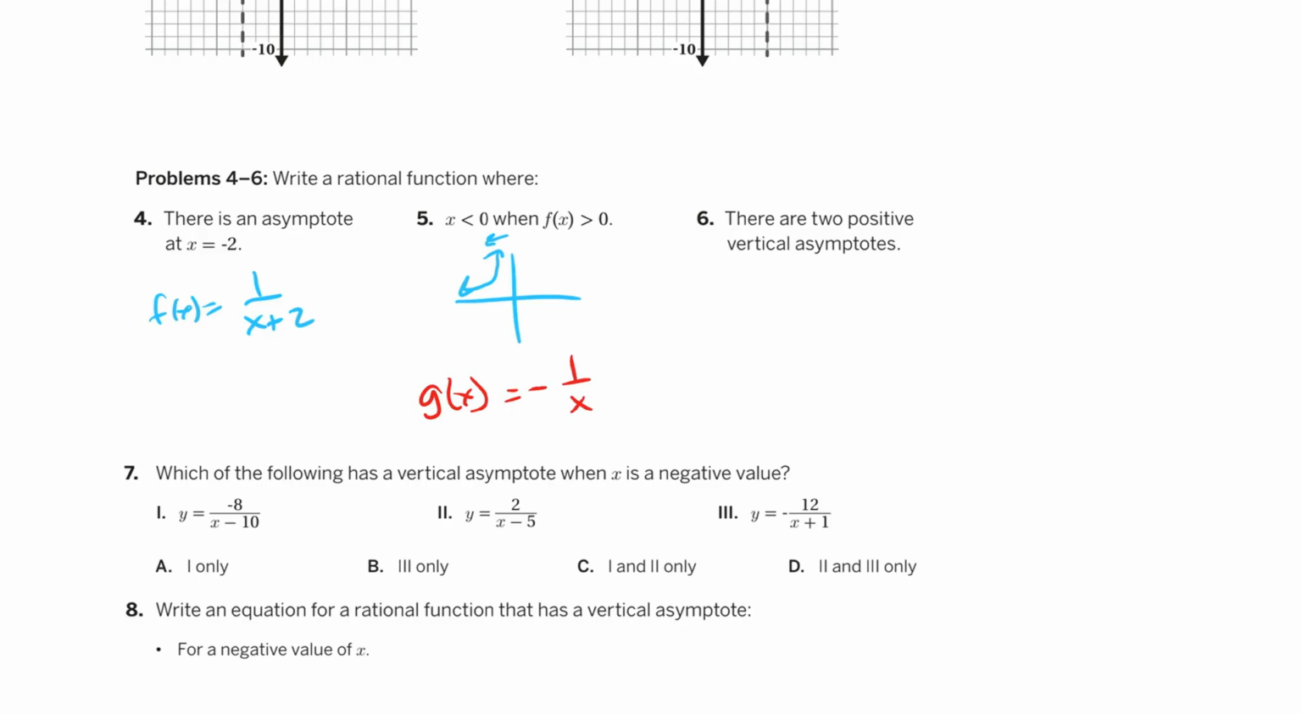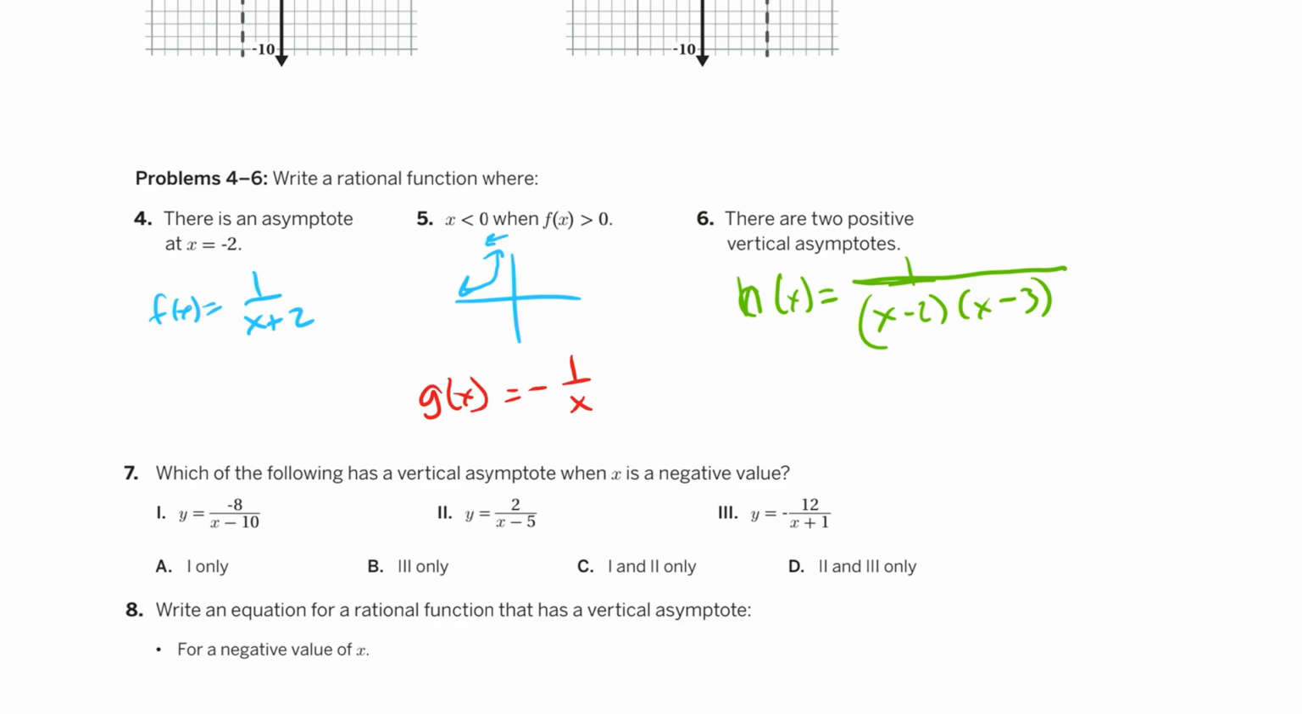Then for number 6, there are 2 positive vertical asymptotes. Having 2 asymptotes means there are 2 different numbers that make the denominator 0. So for this one, let's call this h of x. I could say 1 over x minus 2 times x minus 3. That would give me an asymptote at +2 and an asymptote at +3.